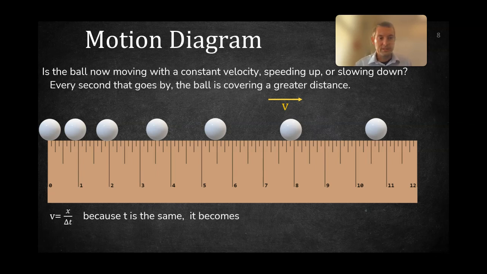V equals our distance over time. Time is the same, so it becomes big change in x as we start moving along. Our displacement is getting bigger and bigger. In the very beginning, we had a small separation between the two, and then eventually we had a larger one.